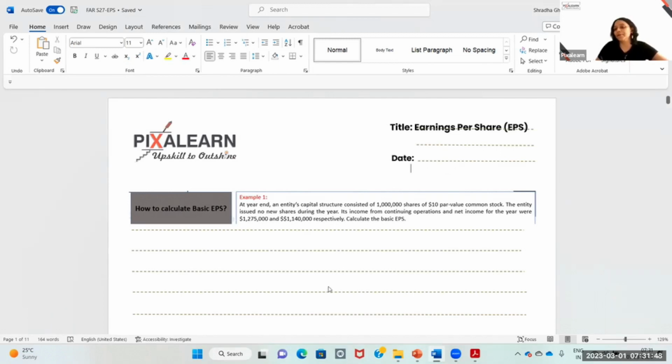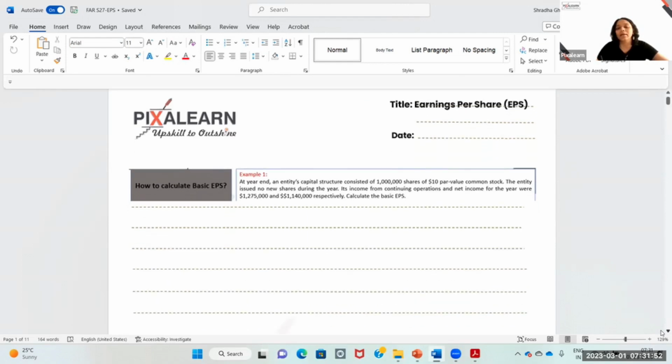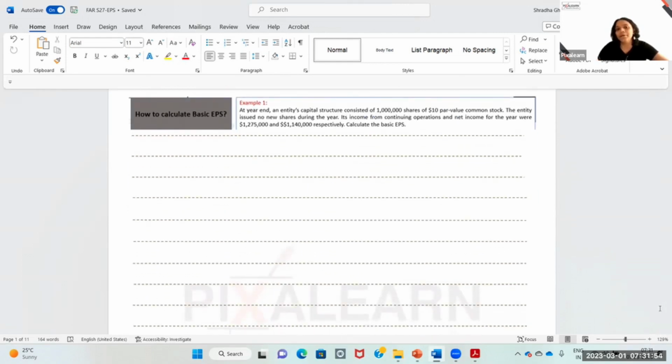What is the scenario giving you here? The scenario is that at the current year end, the entity's capital structure consisted of 1,000,000 shares of 10 par value common stock. The entity issued no new shares during the year. It had income from continuing operations and net income for the year, which was this and this respectively. You are supposed to calculate the EPS.